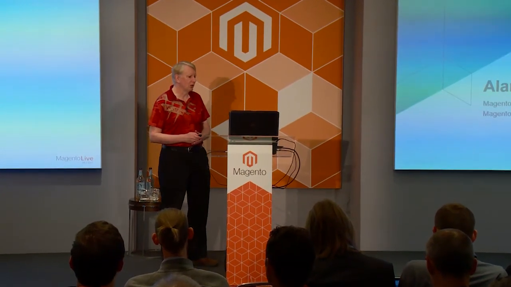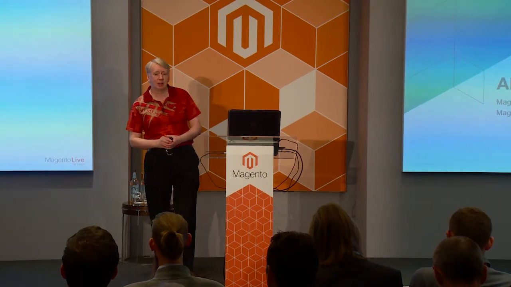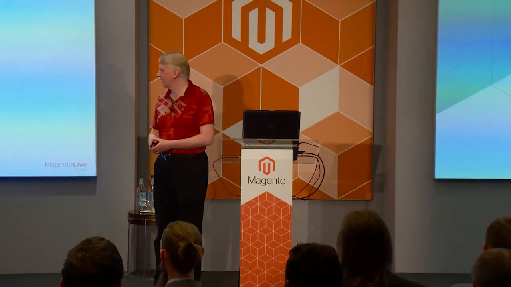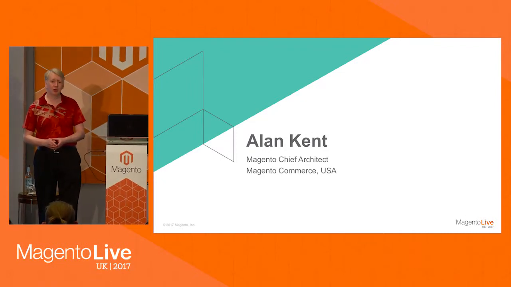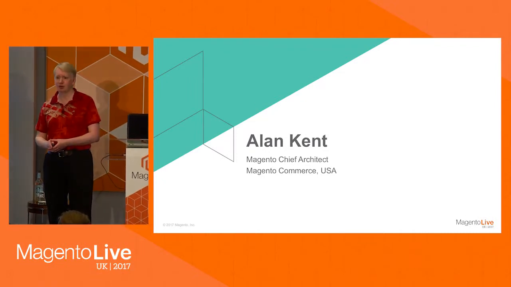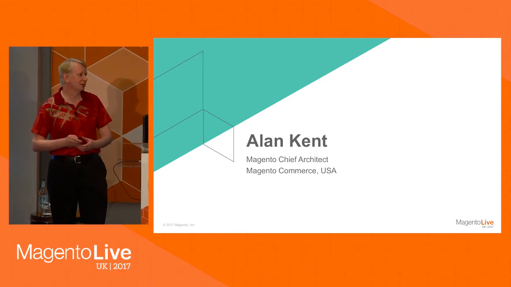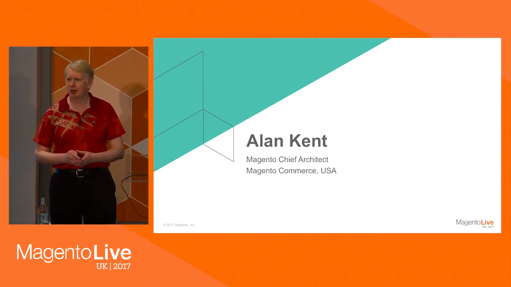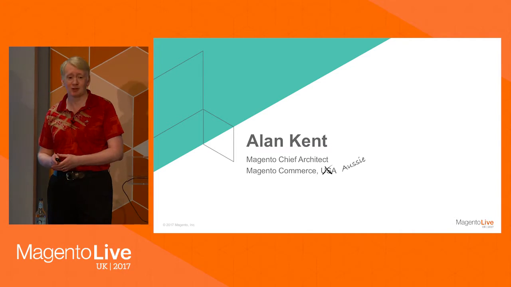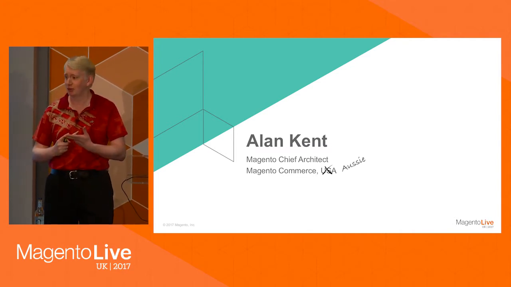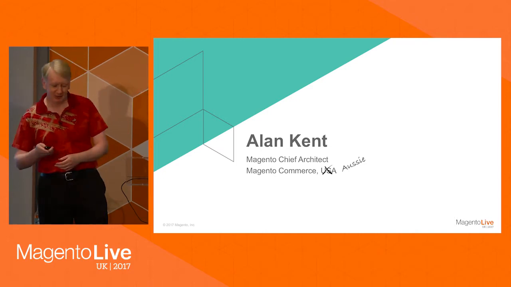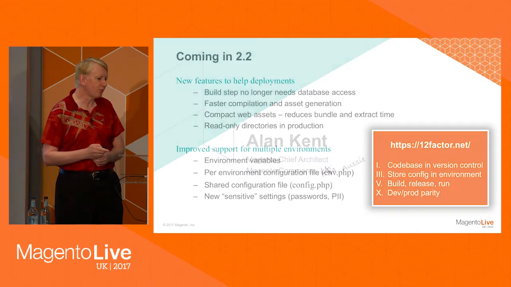But let's get going. So my name is Alan Kent. I'm Magento Chief Architect, based out of the San Jose office in the US. A lot of people have said, welcome back. I'm not from the UK. I'm actually an Aussie. But the good news is a lot of people in both Australia and the UK think I'm British, just from my accent. But I am an Aussie.